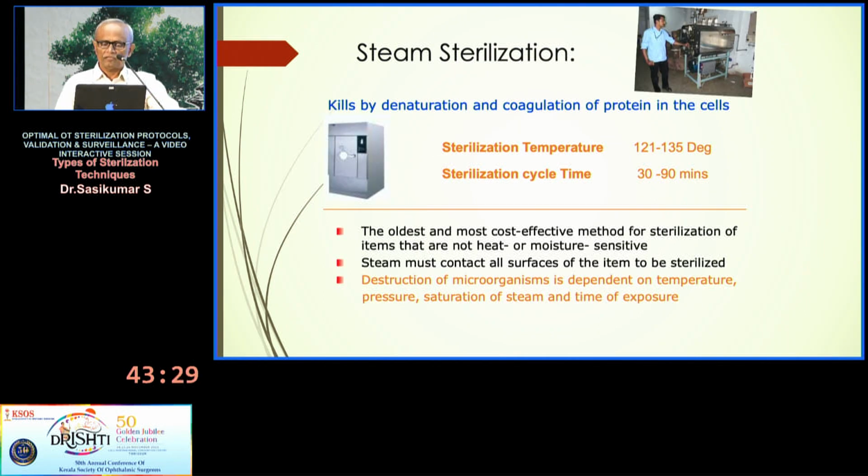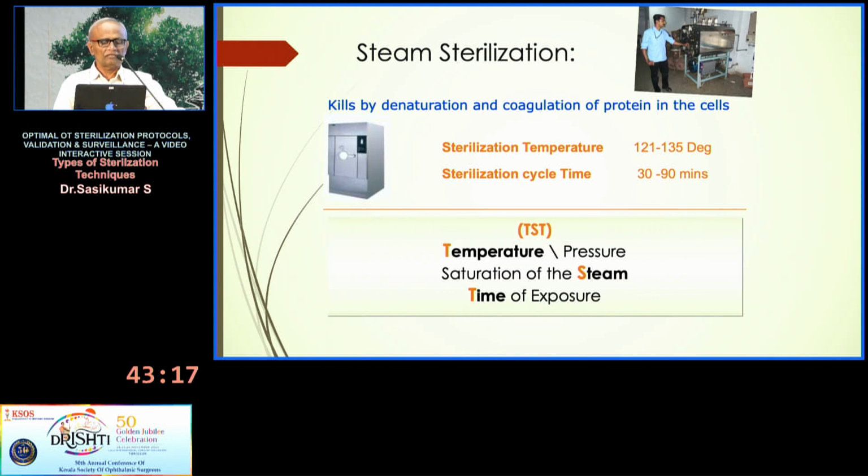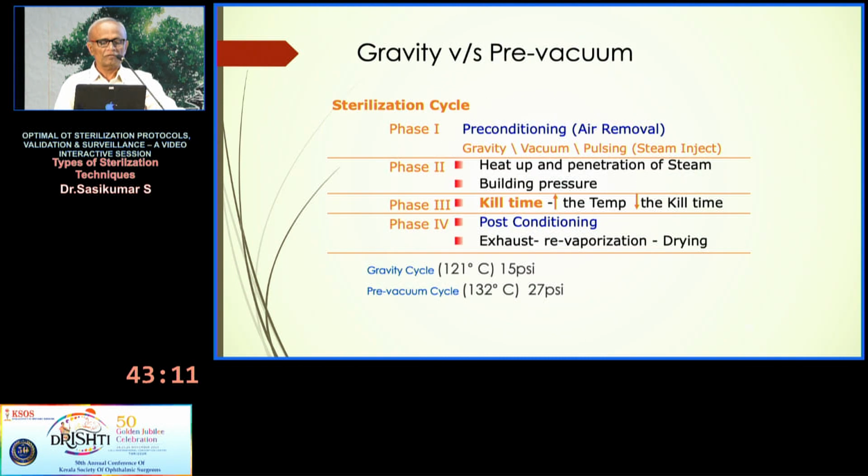If the steam is too wet, or too dry, it is not suitable; 100% dry steam also is not suitable. The steam should contain less than 3% moisture. The temperature, the saturation of the steam and the time of exposure are very important in an autoclave. There are several types of autoclave, the gravity and the pre-vacuum. There are 4 cycles of sterilization.